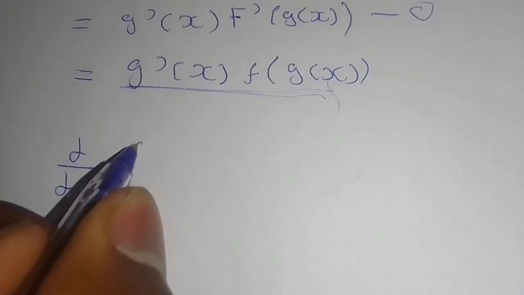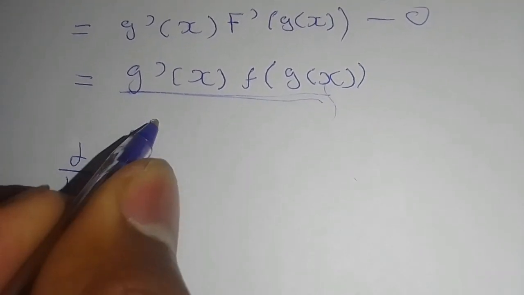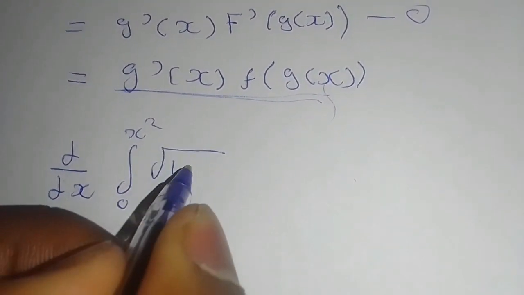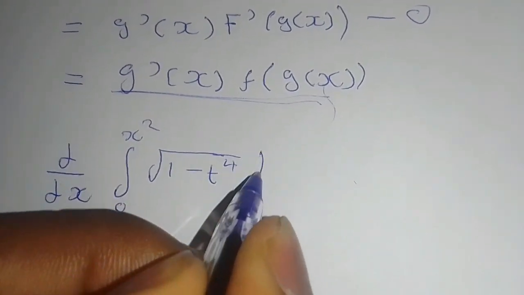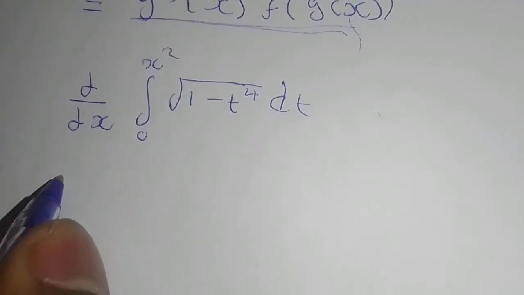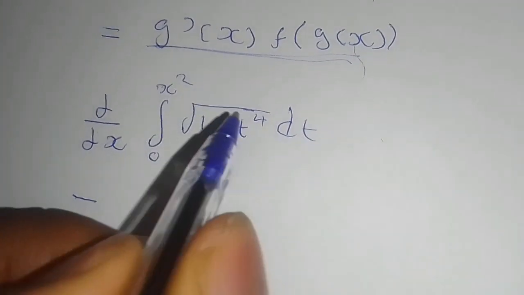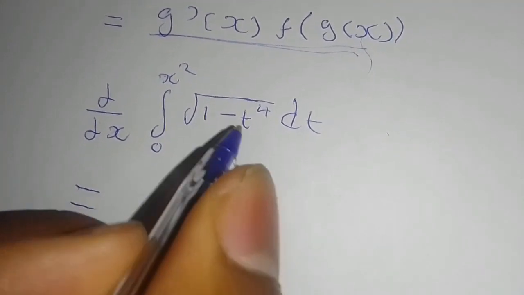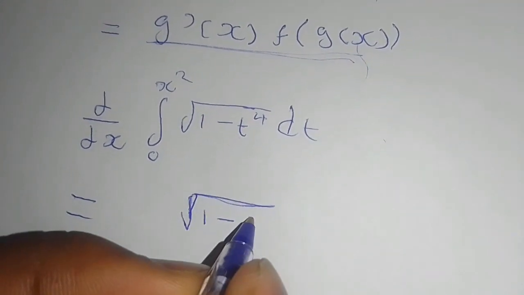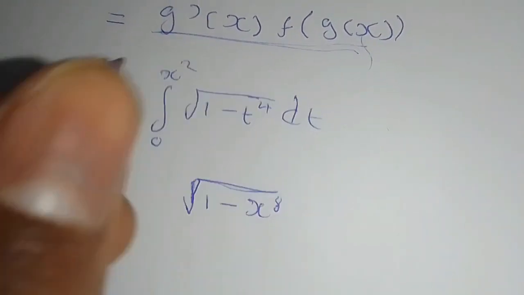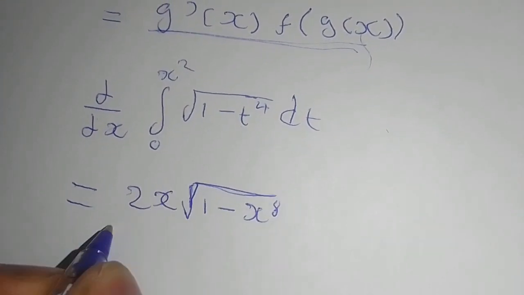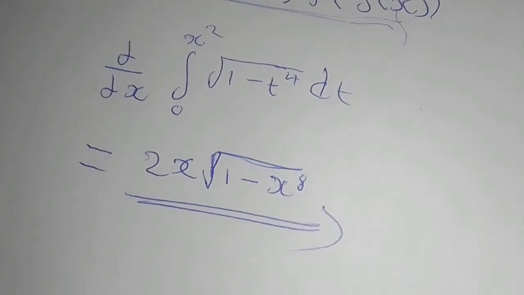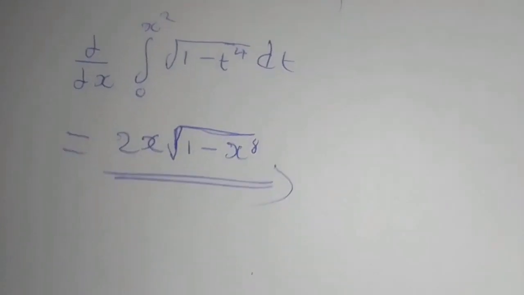So d over dx of the integral from 0 to x squared of the square root of 1 minus t to the fourth dt will just be equal to, you plug in x squared where there is t, so you have the square root of 1 minus x squared to the fourth, that's 2 times 4, that will be x to the 8, and then you derive x squared, and you're going to have 2x. So that's how it's done. You can do this for all functions really.